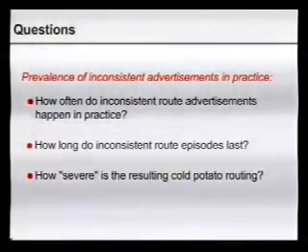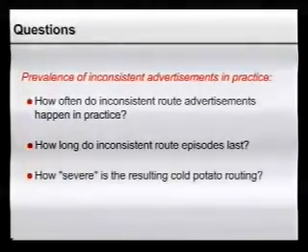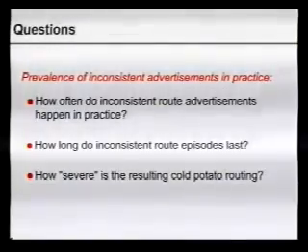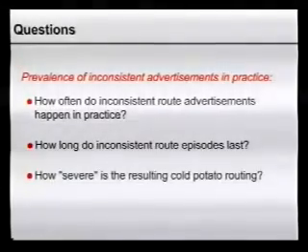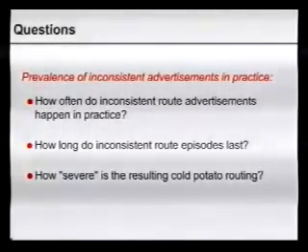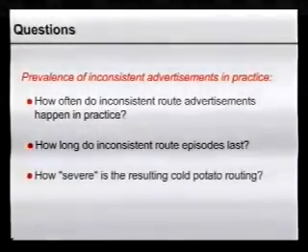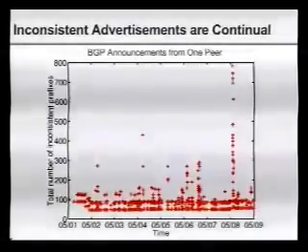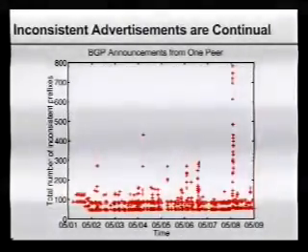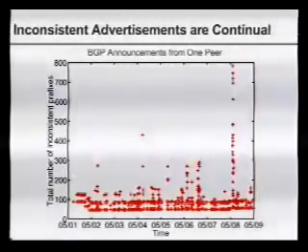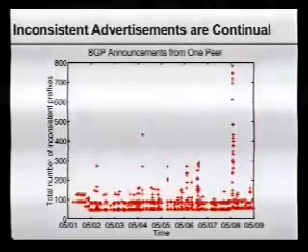Are they causing us to send traffic out of a peering point in San Francisco instead of one in LA, or are they causing us to send traffic out of a peering point in San Francisco instead of one in New York? Just things to think about when we think about inconsistent advertisements. So let's look at the first one. How often are these inconsistent route advertisements happening?